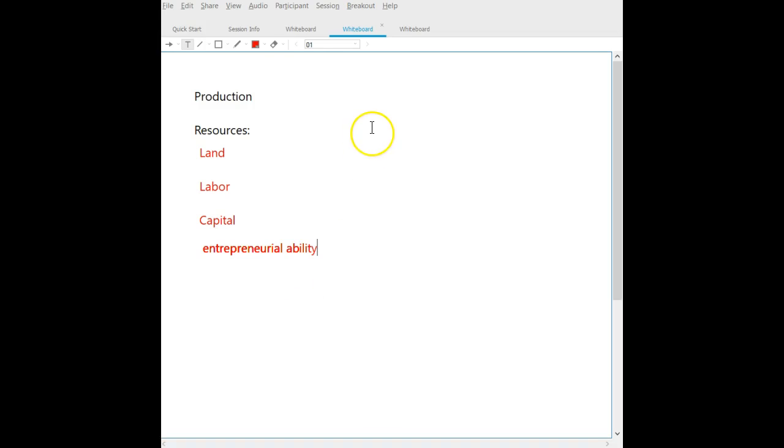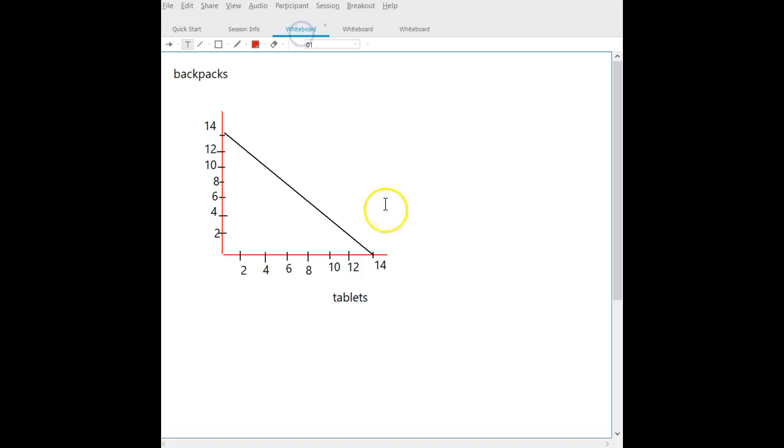Okay, so now we've gone over that. We're gonna go over a very important topic, which is the production possibilities frontier. What we have in this graph on your screen, right in front of us, we can call our very own production possibilities frontier.